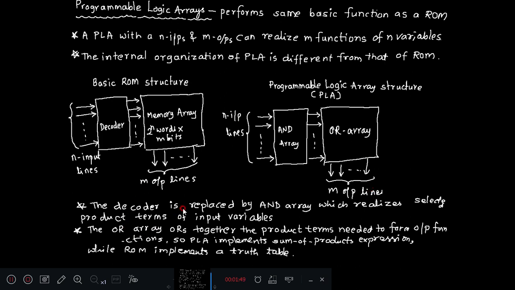The decoder is replaced by an AND array which realizes selected product terms of input variables. The OR array ORs together the product terms needed to form the output functions. So a PLA implements a sum of products expression while a ROM implements a truth table. We'll see further PLA implementation with examples.